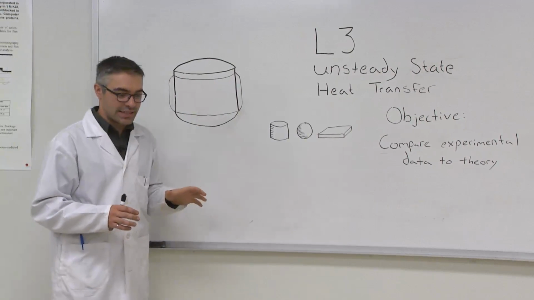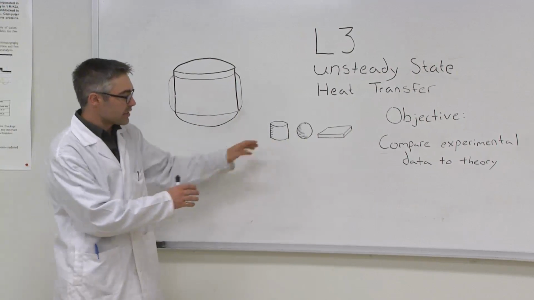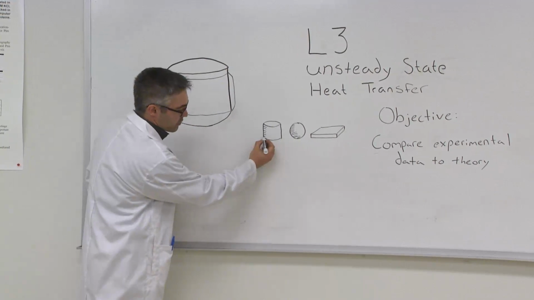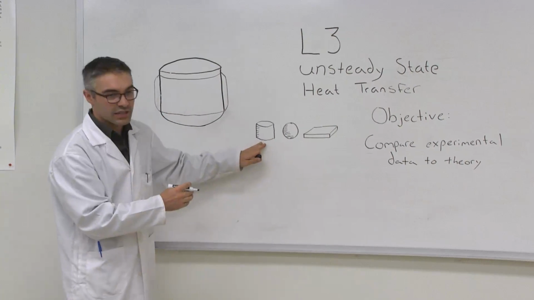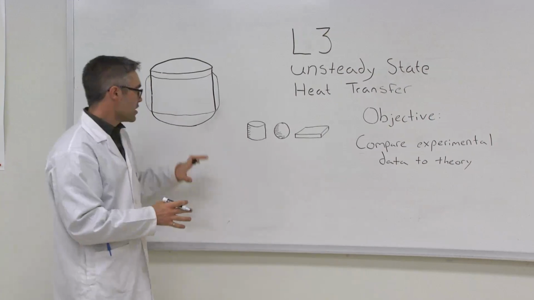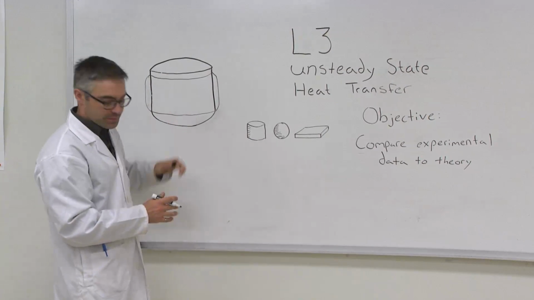This will allow us to examine the temperature of these objects and the gradients of temperature throughout these objects as they come to equilibrium with the 100-degree boiling water.